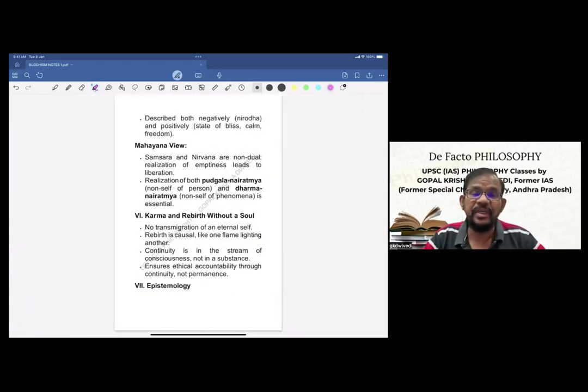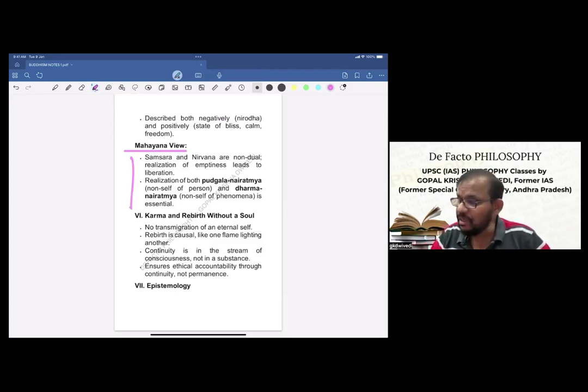Then Nirvana is described both negatively and positively. Negatively, it is a cessation of suffering, and positively, it is a state of bliss, state of calm, state of freedom. Now for Nirvana, the Mahayana view is a little different again. Samsara and Nirvana are non-dual. Realization of emptiness leads to liberation. Realization of both Pudgala Nairatmya, that is non-self of person, and Dharma Nairatmya, that is non-self of phenomena, is essential. So this is the Mahayana view of Nirvana.